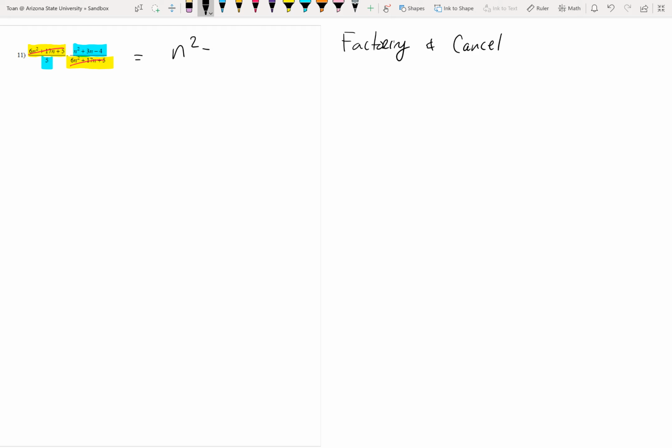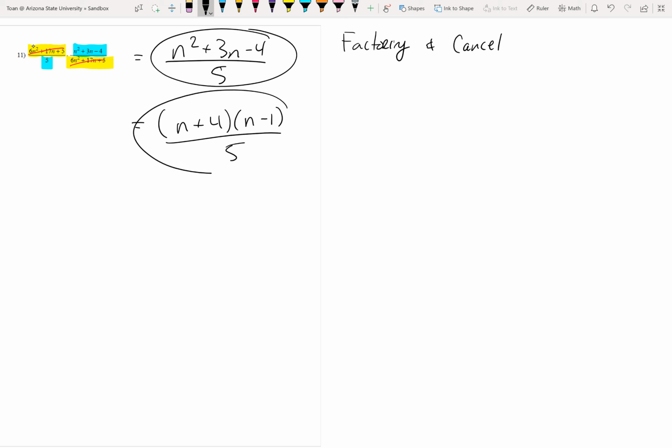This is n squared plus 3n minus 4 over 5. That's the answer. I suppose if you felt like it, you could factor it: n plus 4, n minus 1 over 5. But yeah, this was sort of an easy problem. I guess you got a freebie on the quiz.